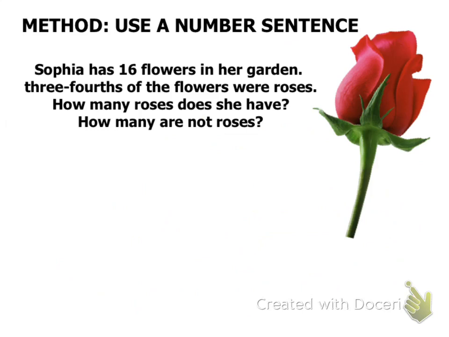Here's one about flowers. Sophia has 16 flowers in her garden. 3/4 of the flowers were roses. How many roses does she have, and how many are not roses?